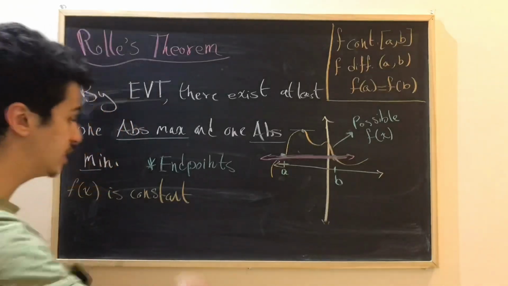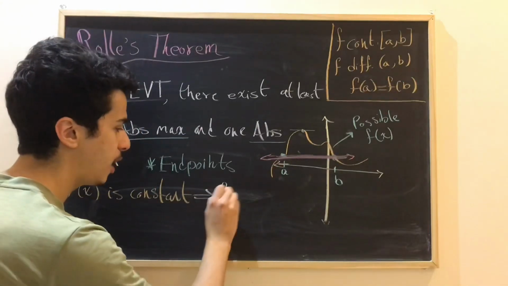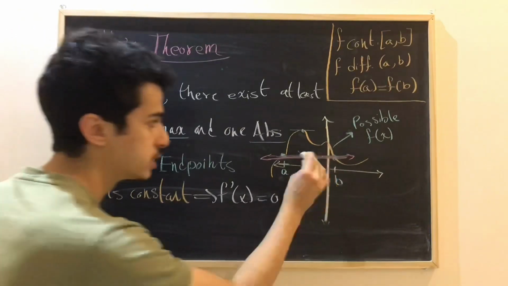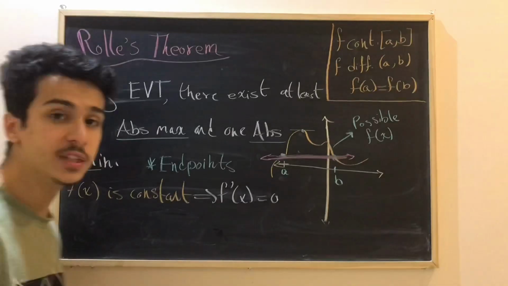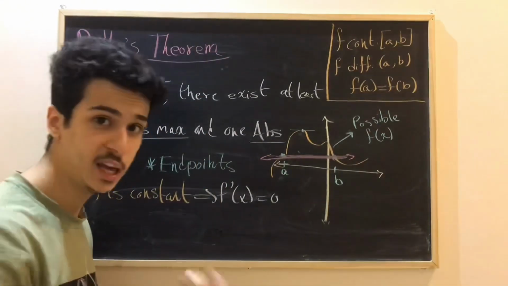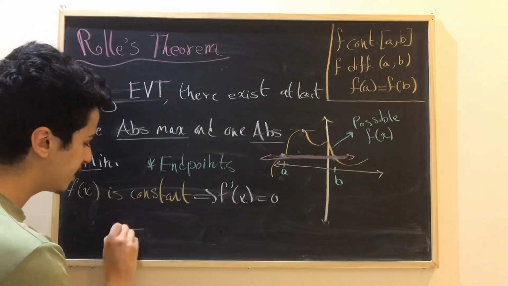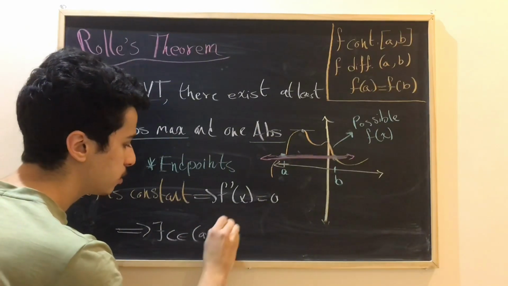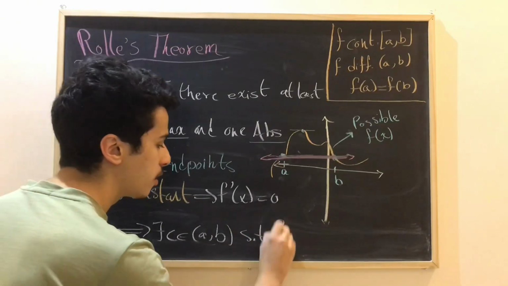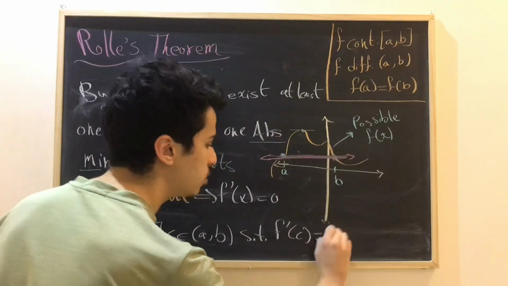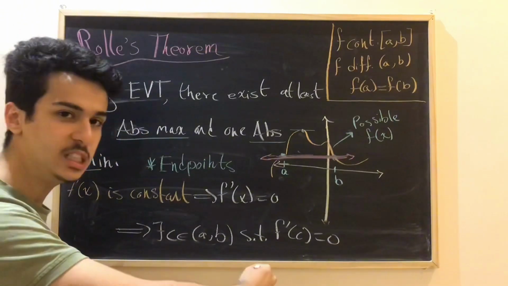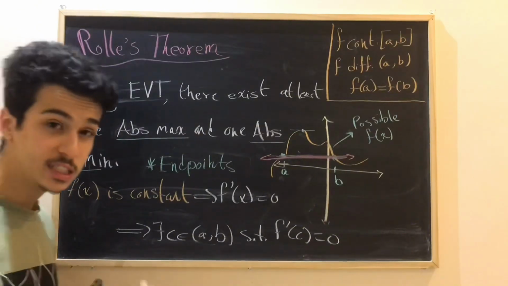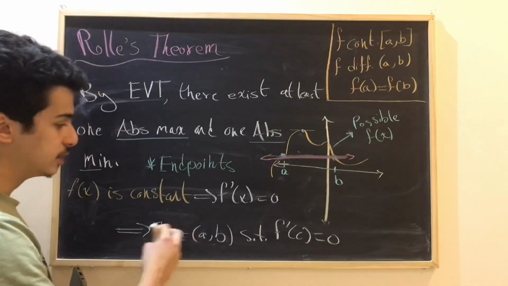But if the function is constant, then it follows that f prime of x is equal to 0 for all x on that interval, because you see here the slope is 0. But then in this case, Rolle's theorem holds again. It is true. We can say that there exists a c on the open interval such that f prime of c is equal to 0. In fact, you can pick any number on the interval, but this is what Rolle's theorem wants. It wants to show you that there exists at least one c such that this is true.